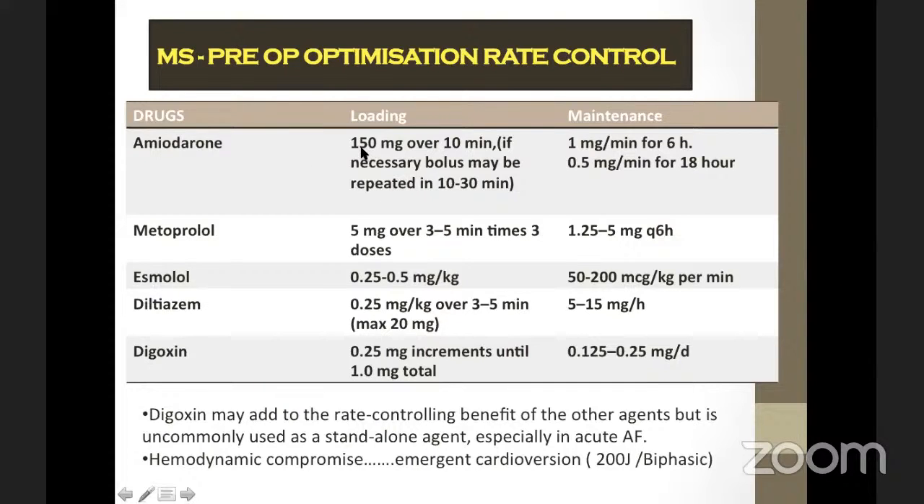Give the bolus, some are using 150 milligram over 10 minutes, and you can go up to 300 milligram over 10 minutes as well, and then maintain 1 milligram per minute for 6 hours, followed by 0.5 milligram per minute for the rest of the hour. Digoxin, your patient is on, so no need to give.